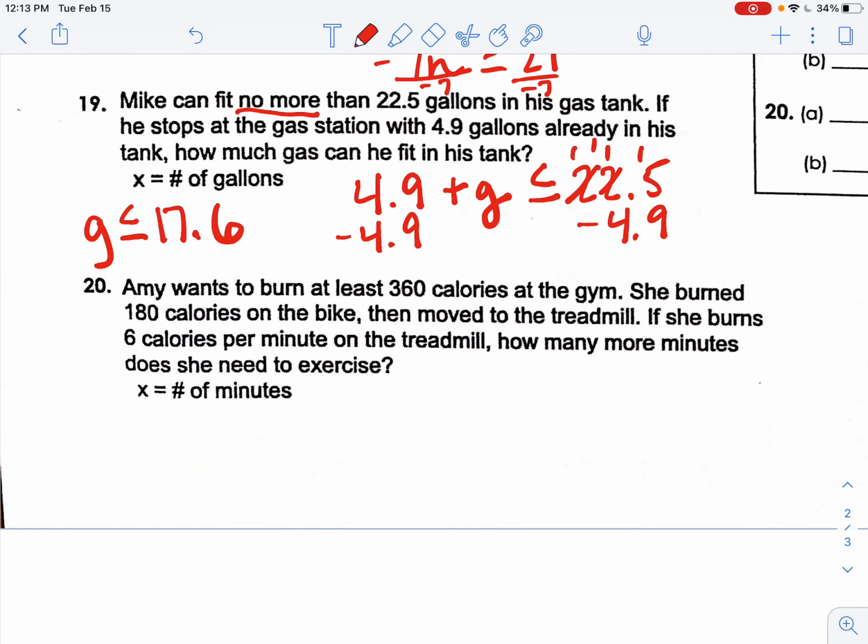And number 20, Amy wants to burn at least 360 calories at the gym. So she wants to burn more or equal to 360, because at least is greater than or equal to. She burned 180 calories on the bike, then moved to the treadmill. If she burns 6 calories per minute on the treadmill, how many more minutes does she need to exercise? So she's already burned 180, and then for every minute on the treadmill, she burns 6 calories. So 6M, 6 times the number of minutes. Minus 180.